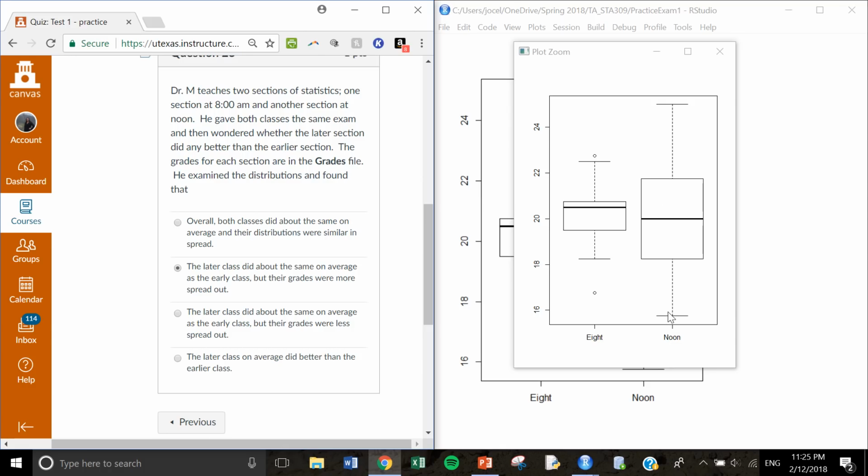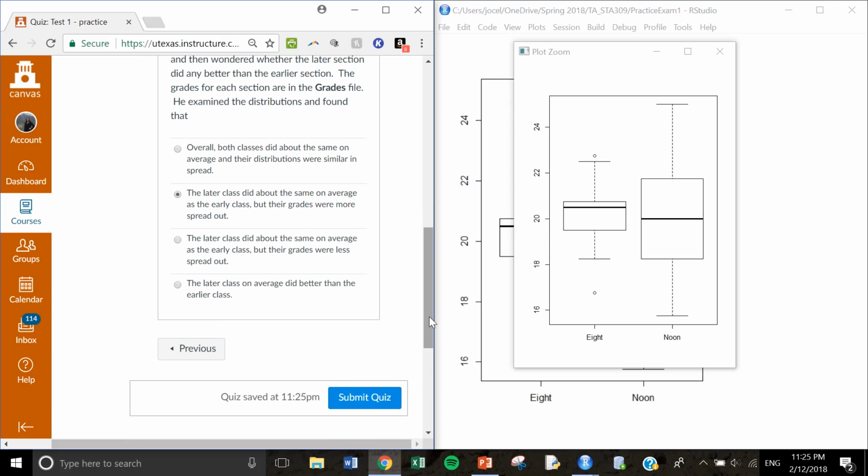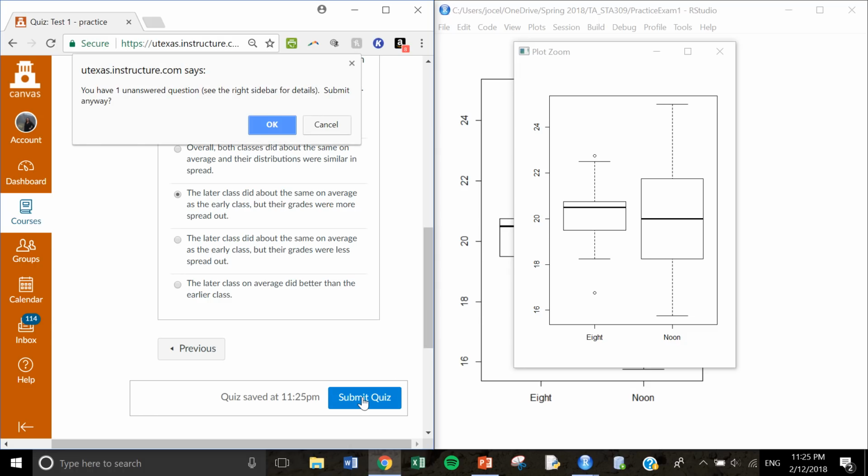You could also answer this question with a histogram. You could do the min and the max of each one and just look at the numbers. There are lots of different ways to do this question. And that's it for the practice exam.